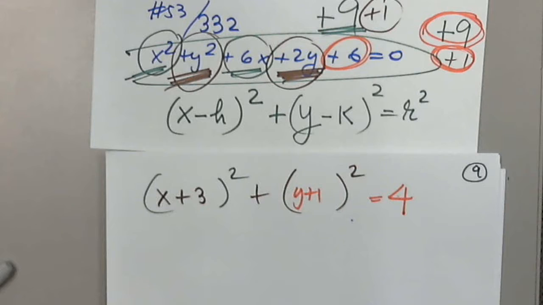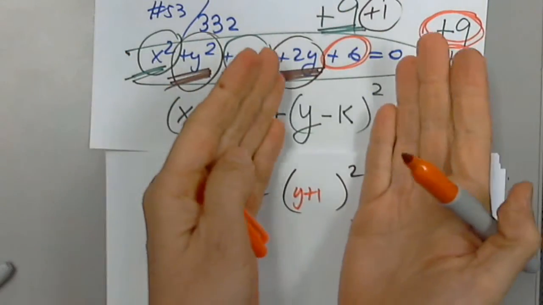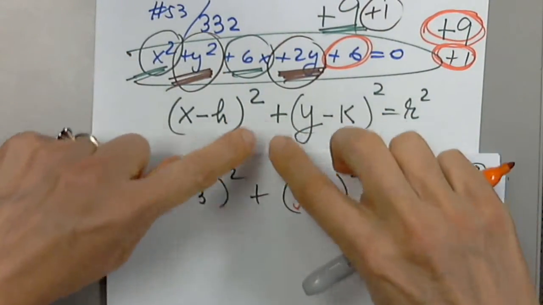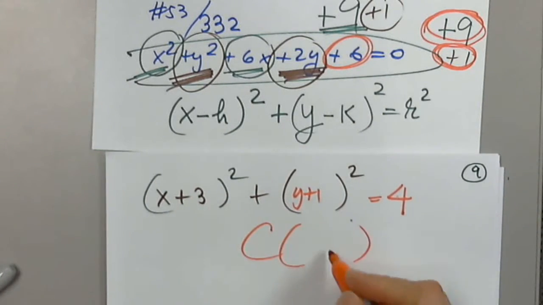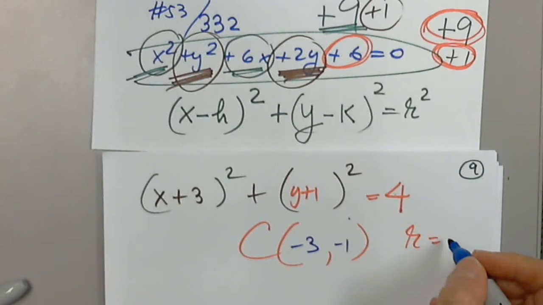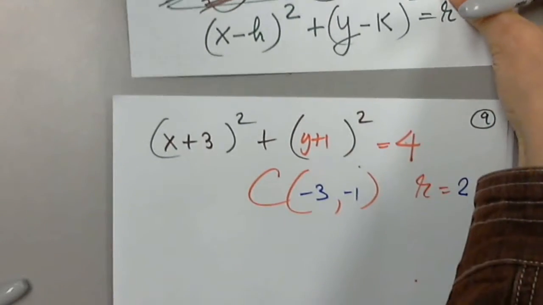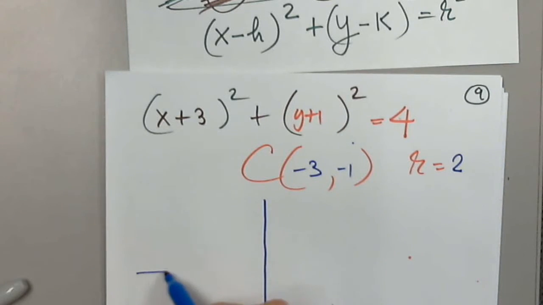Very good. So, is this a circle? Yes, because I was able to complete the square with x. I was able to complete the square with y. This is positive, and this is a positive number. So now what is the center and what is the radius? The center is negative 3, negative 1, and the radius is 2. Awesome. And now I want to graph this, because I may be asked to graph it.